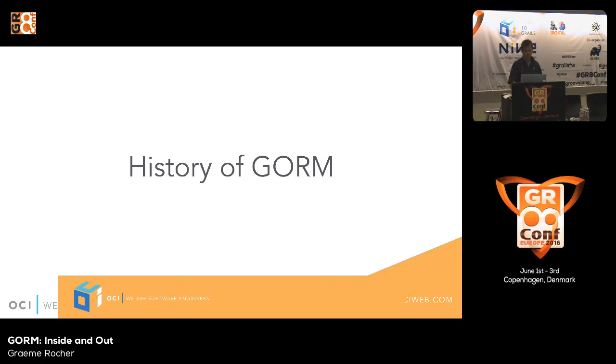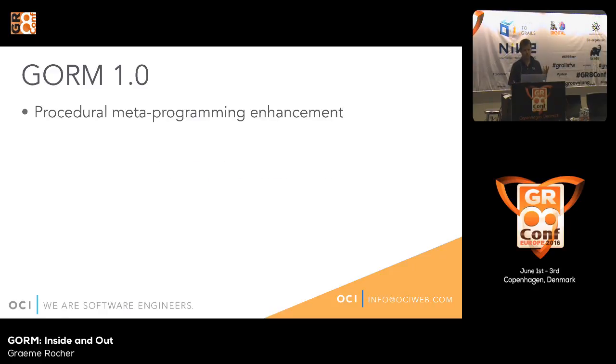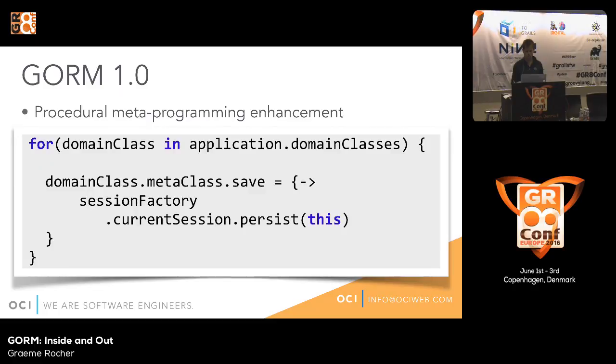In terms of a history of Gorm, Gorm 1 was really about procedural metaprogramming enhancement. We had a class that would go through all of your domain classes in your Grails application, and through metaprogramming, it would add dynamic methods to the meta class. This was years ago, back in the Grails 1.x days. This is how it was done in Gorm.